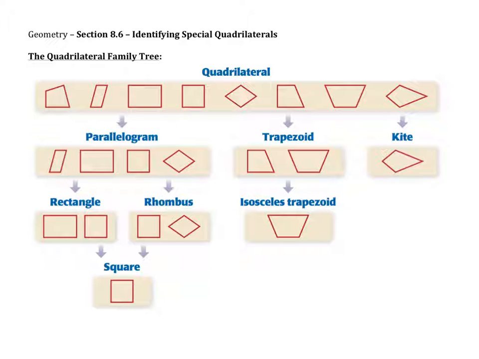So we start off with any kind of quadrilateral. So we have a four-sided figure. Stemming off of that, we have parallelograms. Remember, parallelograms have two pairs of parallel sides. And then stemming off of that, we have rectangles and rhombuses.